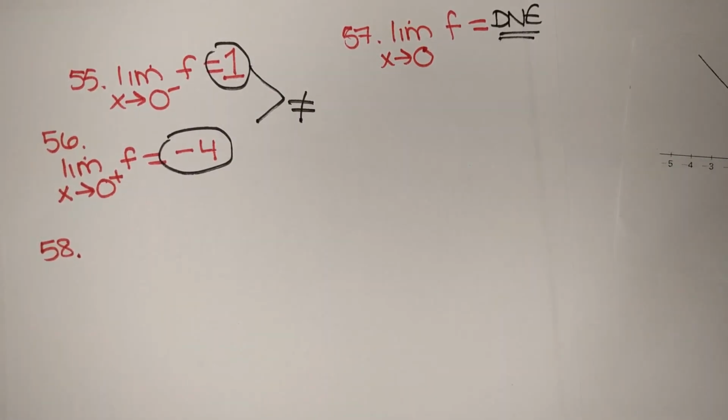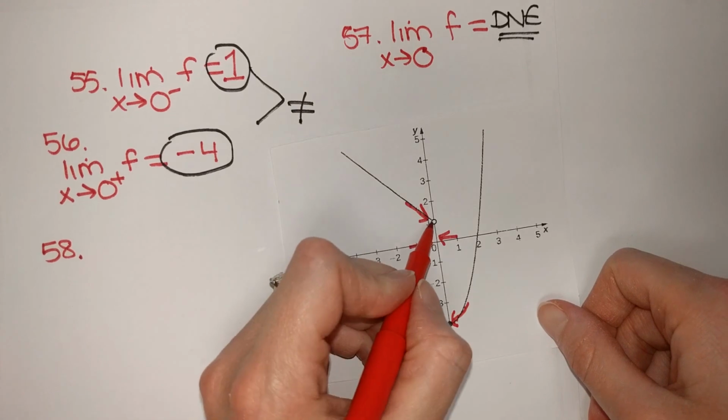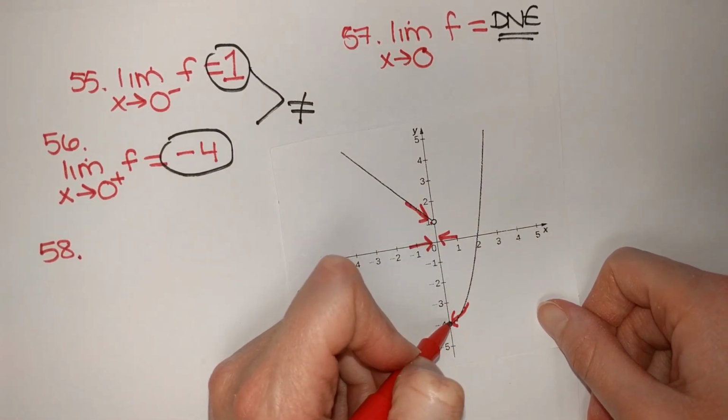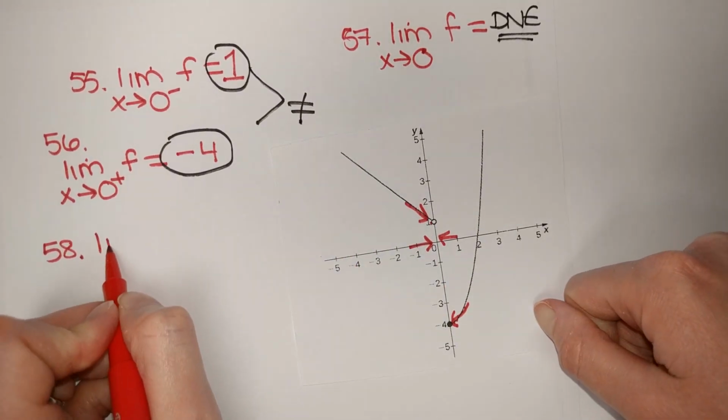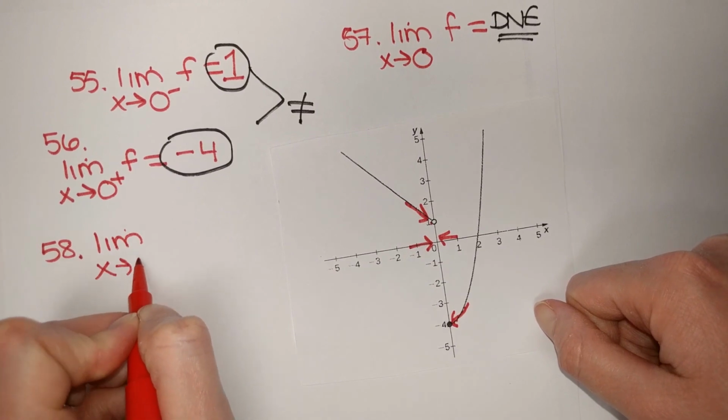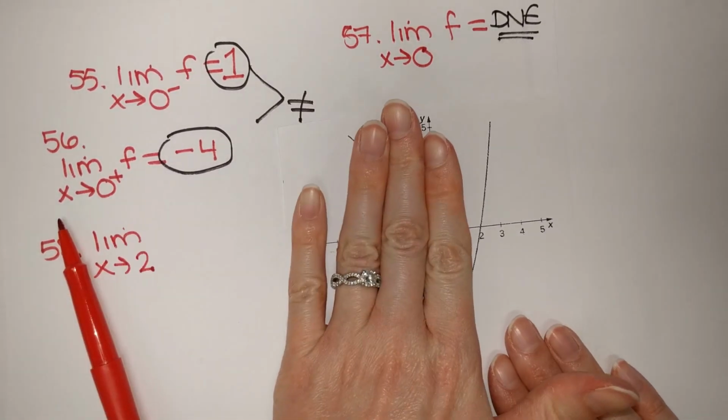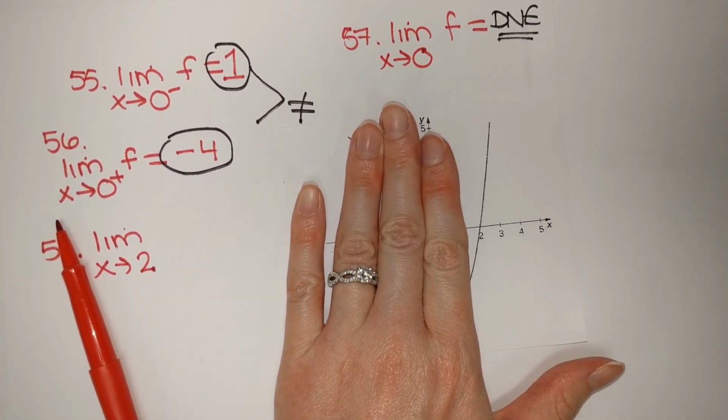All right, now, if you look at the other question, number 58 for this graph, you'll notice that the reason why we have a DNE is because there is a jump in the graph at x is equal to 0. But in 58, when they start talking about x is equal to 2, if you just look near x is equal to 2, there's no jump in the graph.